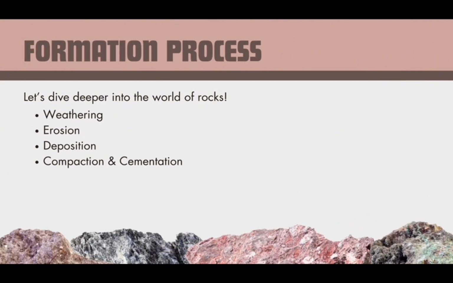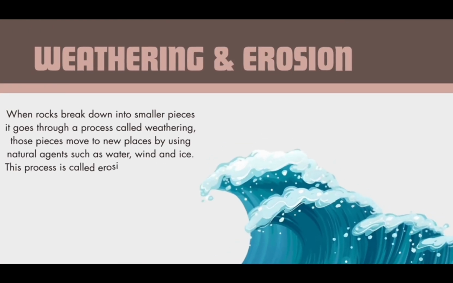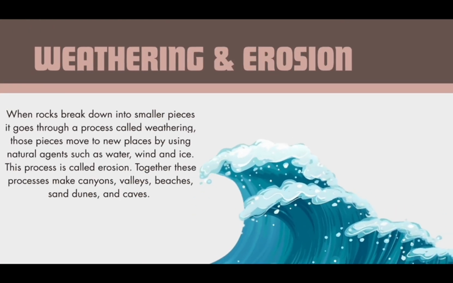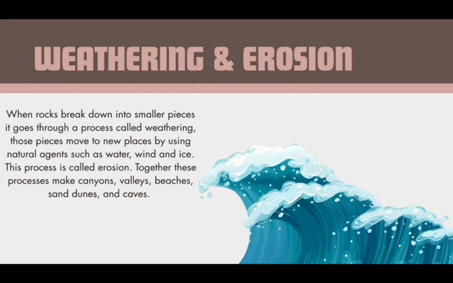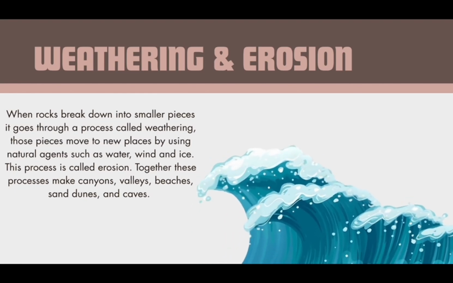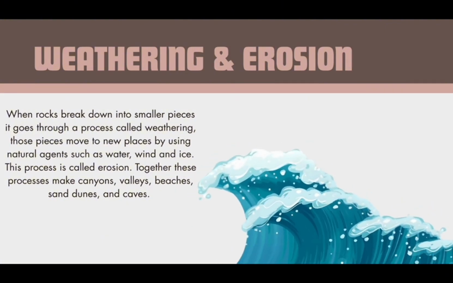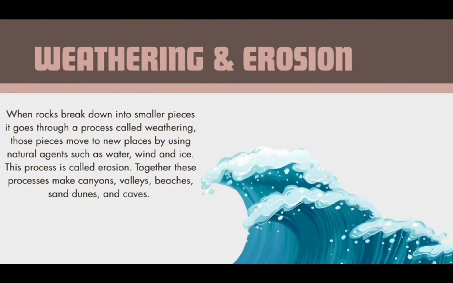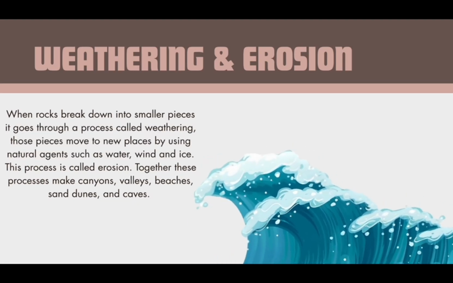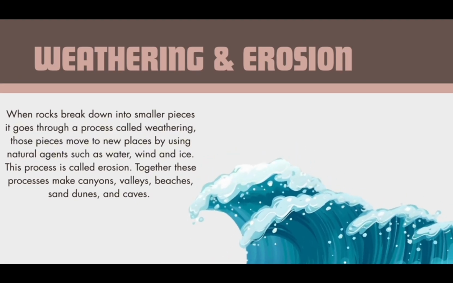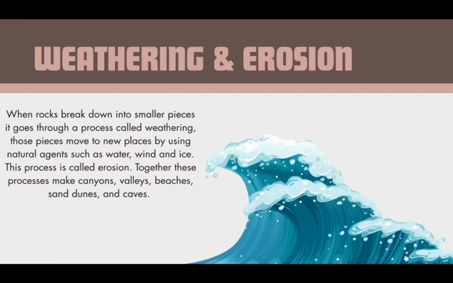Formation process. Let's dive deeper into the world of rocks: weathering, erosion, deposition, compaction, and cementation. Weathering and erosion. When rocks break down into smaller pieces, it goes through a process called weathering. Those pieces move to new places by using natural agents such as water, wind, and ice. This process is called erosion. Together, these processes make canyons, valleys, beaches, sand dunes, and caves.